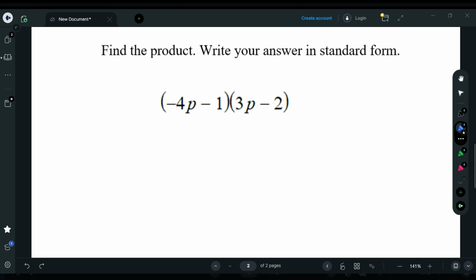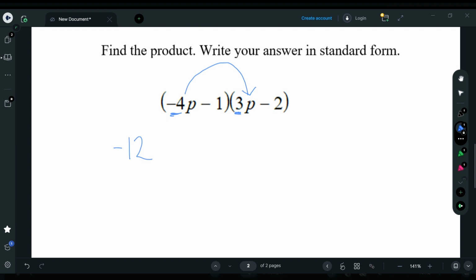So I'll start with the first term here, which is negative 4p. Distribute that here to the first term in the back. And when we distribute, we're always multiplying. So this is how it's going to work. When we're multiplying, the coefficients will multiply. So I'm going to do negative 4 times 3, which gives me a negative 12.